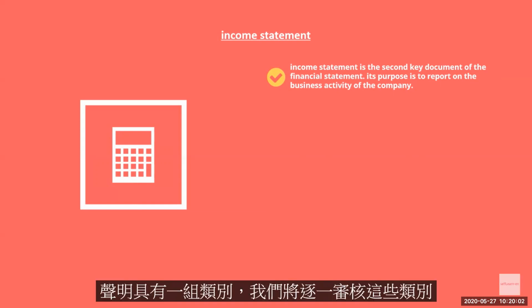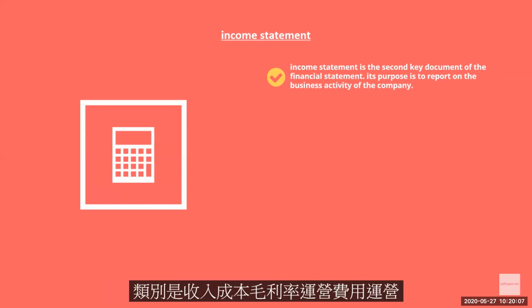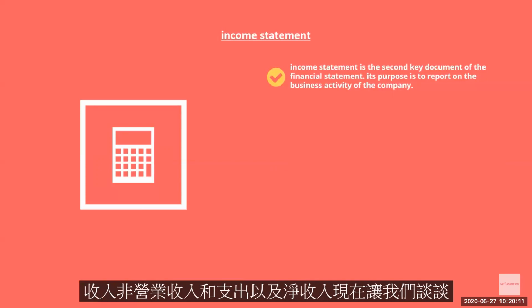The income statement has a set of categories that we will be reviewing individually. Those categories are revenue, costs, gross margin, operating expenses, operating income, non-operating income and expenses, and net income. Now let's talk about revenue.